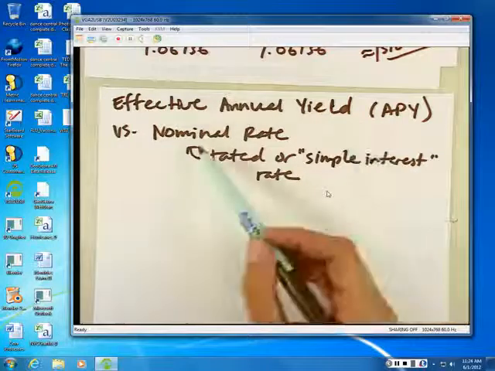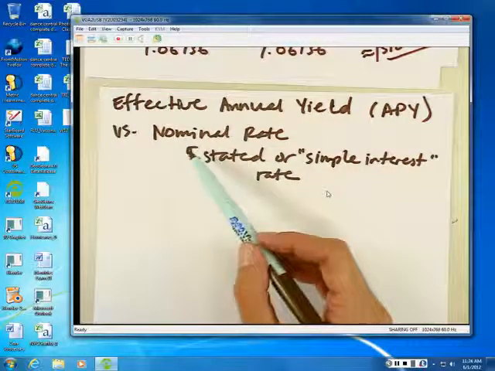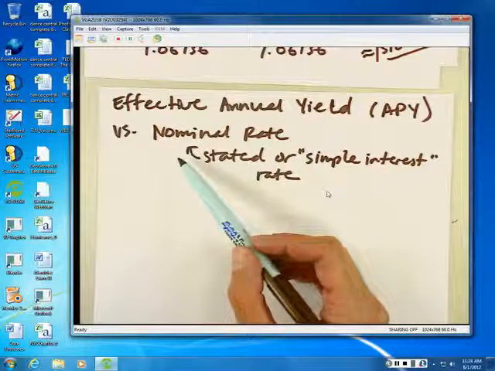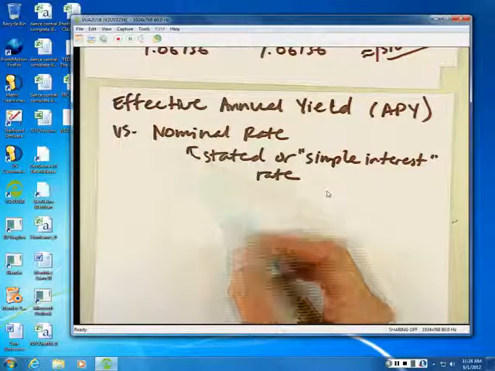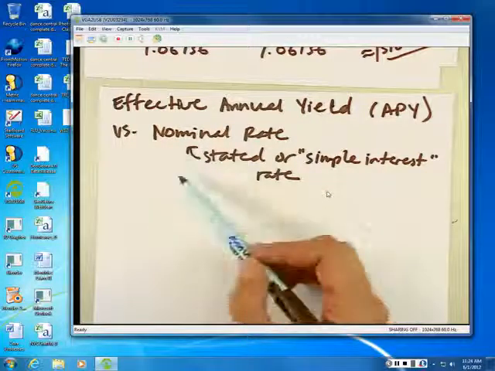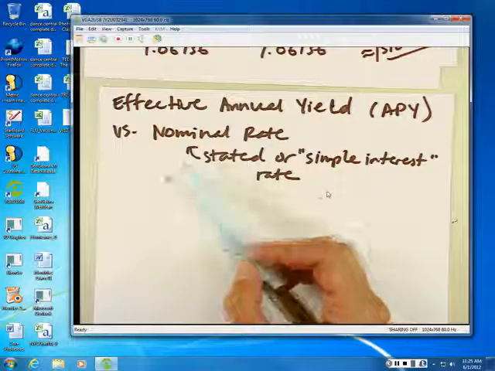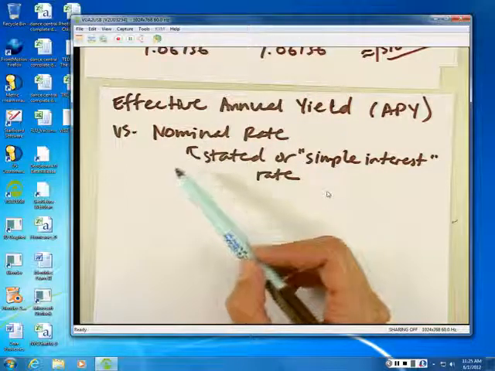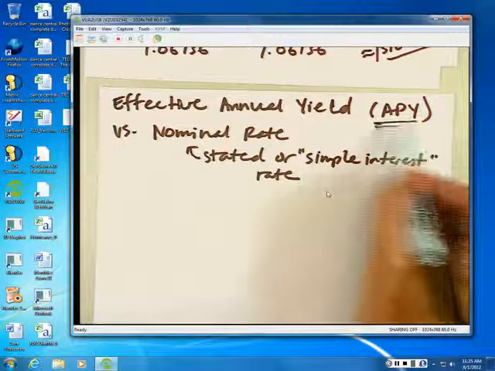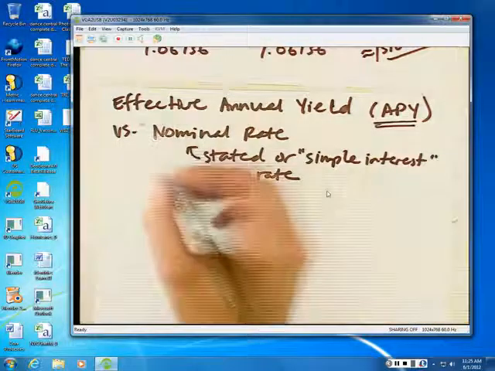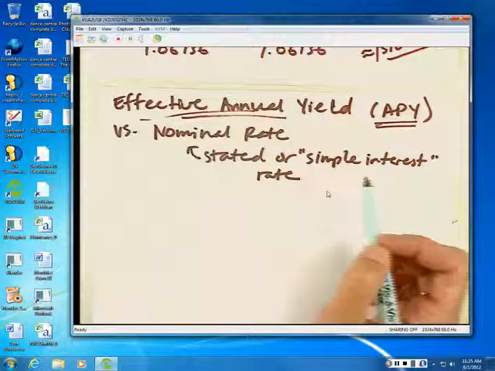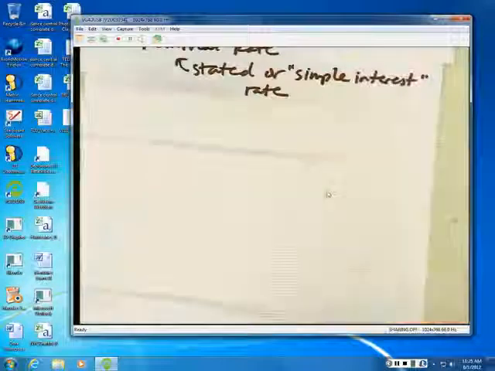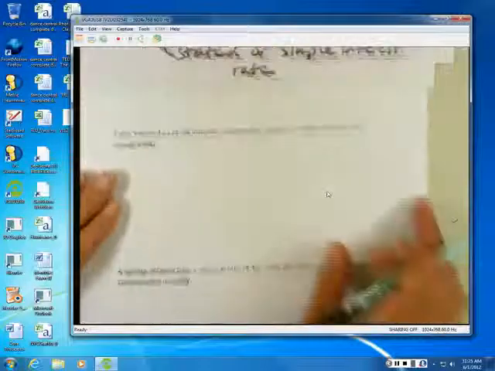If you think about a credit card, if you take out a credit card and you have 20% interest, but you don't pay off your balance every month, they're going to add your interest and your finance fees back in, and they're going to charge you interest on the interest. You're going to be paying way more than 20%. You're going to be paying the annual percentage yield, or the effective annual yield. You're going to be paying what that compounding gives you in the end. Okay, so here's an example.